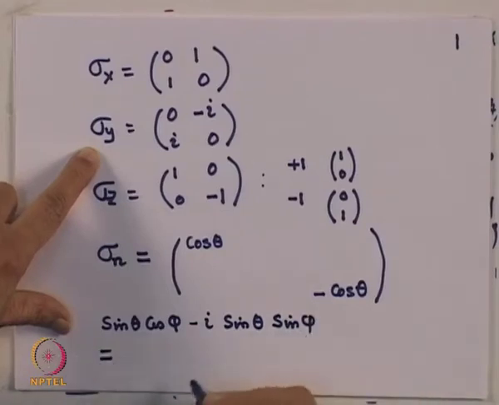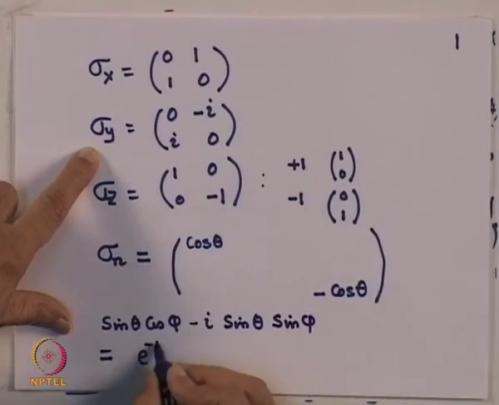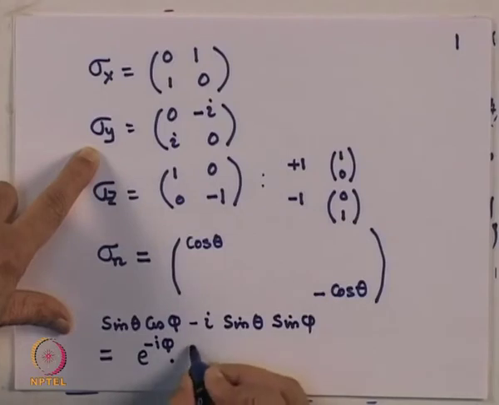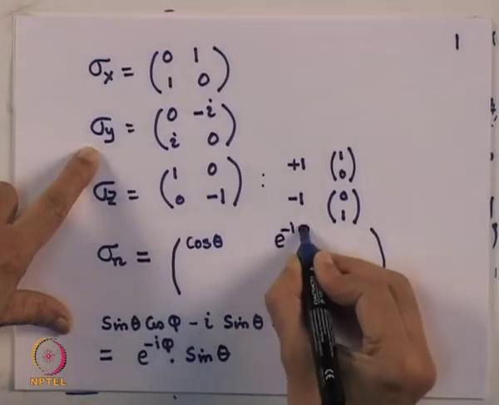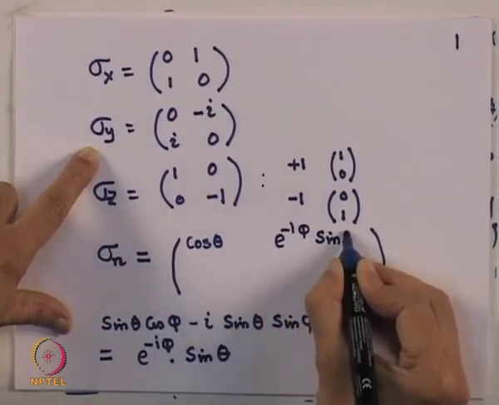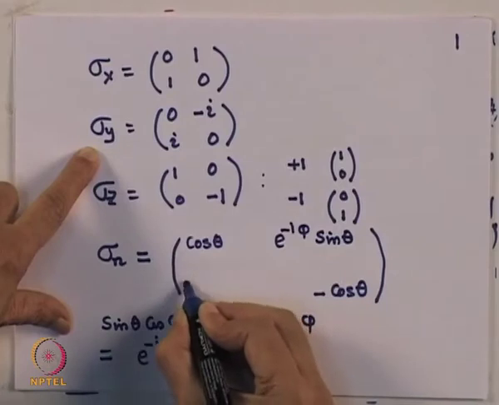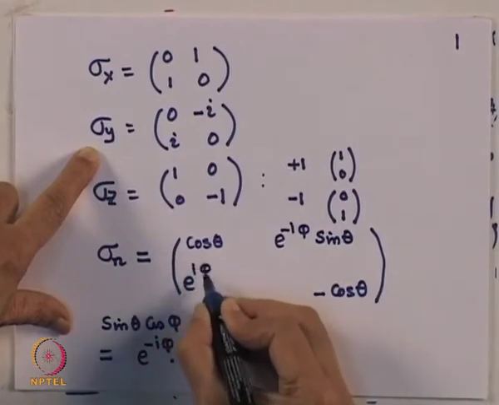You can use cos phi minus i sin phi equal to e to the power minus i phi, and then write this as e to the power minus i phi times sin theta. So this term is e to the power minus i phi times sin theta, and correspondingly this one is e to the power plus i phi times sin theta.